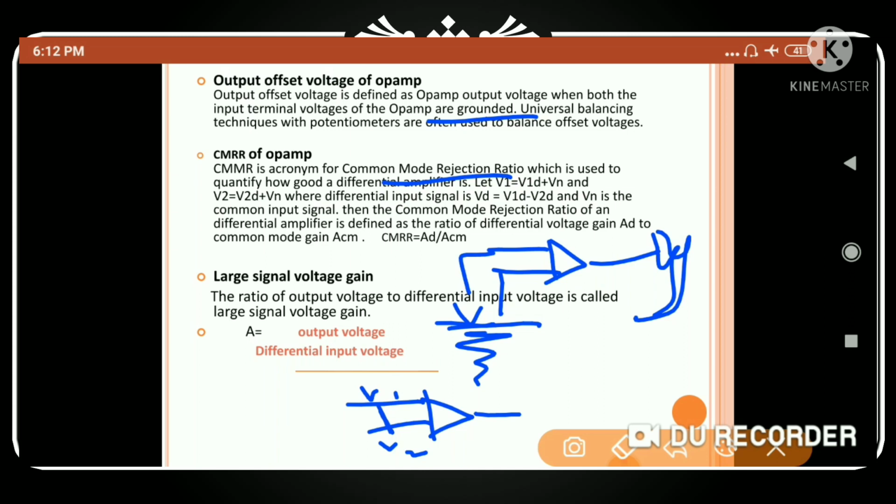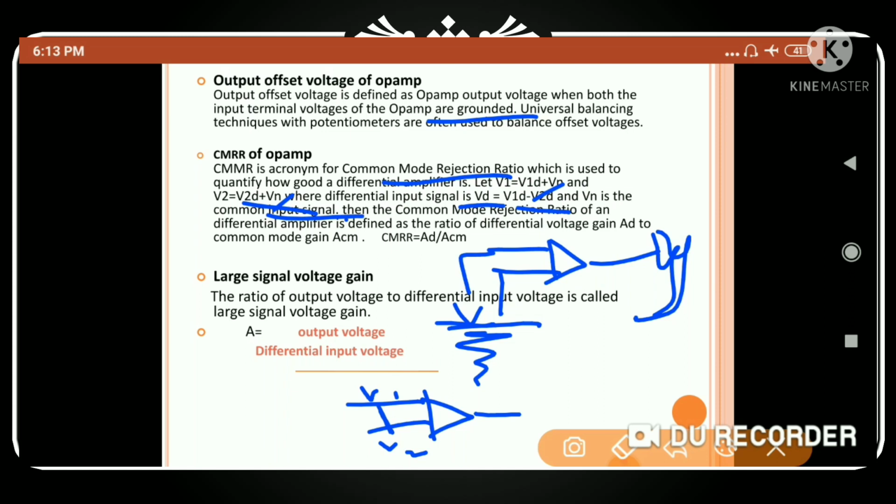If V1 is equal to V1D plus Vn and V2 is equal to V2D plus Vn, these are the input signals. Then the differential voltage is given by V1D minus V2D. In the difference between these two, the Vn gets cancelled. The difference between these voltages is given by V1D minus V2D, and Vn is the common input signal.